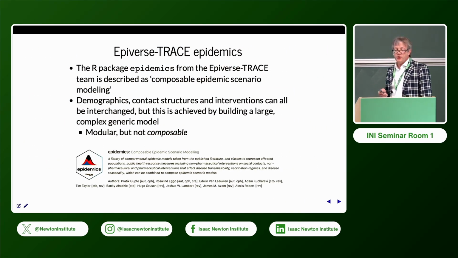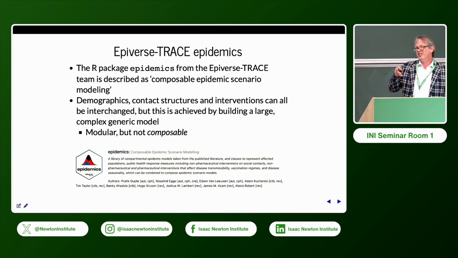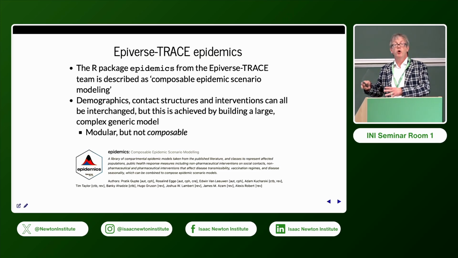So my colleagues at London School are part of this Epiverse Trace initiative, and they've made this very nice R package called Epidemics. And they refer to it as composable epidemic scenario modeling. And they do that because you can plug in, for a given model, demographics, different contact structures, interventions, and so on. And it will be interchanged. But this is achieved by building a single large complex model. And then if the model structure slightly changes, sometimes you have to build a new model from scratch to be able to do that. So I'd argue that the code is modular, but it's not really composable.